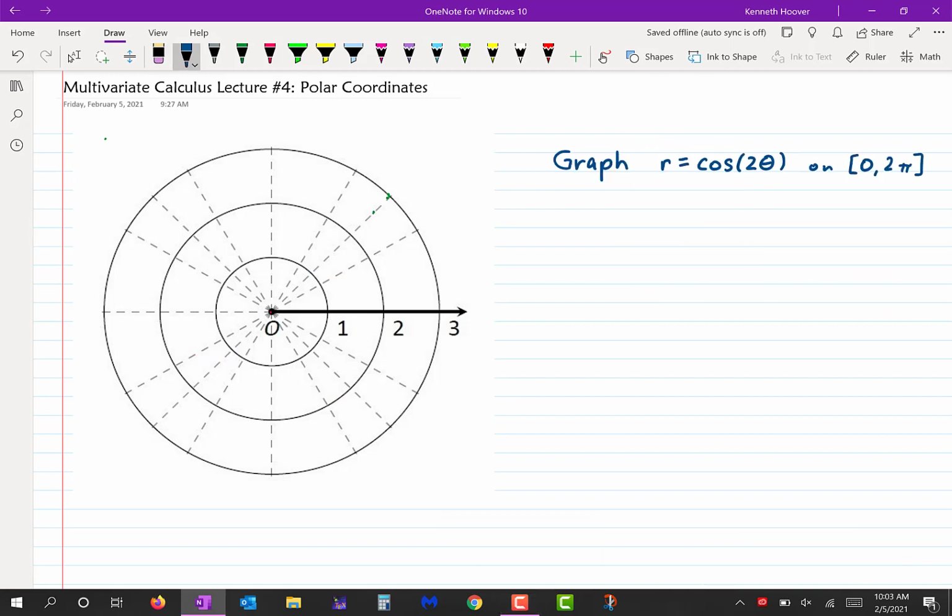Okay, let's graph this equation. r equals cosine of 2 theta on the domain 0 to 2 pi. Let's think for a minute before we start graphing.